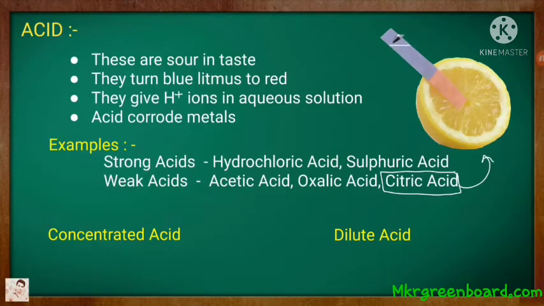Citric acid examples are lemon or oranges. Here, with the help of litmus paper, they show it. First, the litmus paper is blue in color. When it comes in contact with the lemon juice, it turns red.